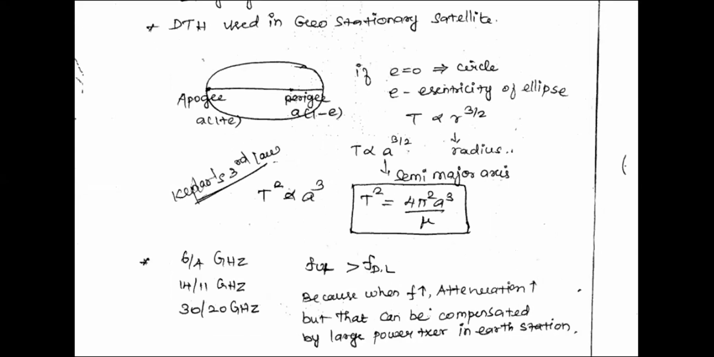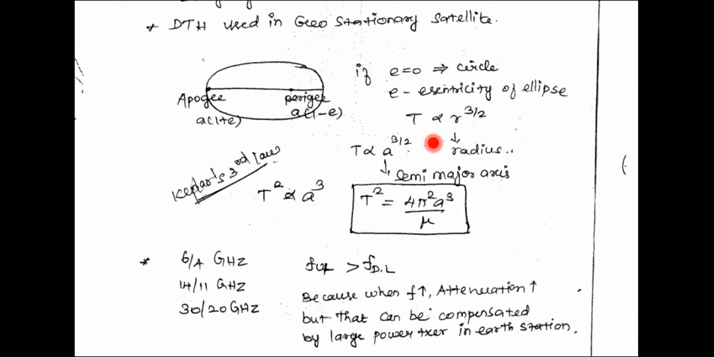This is the orbit of the satellite, and this point is called apogee, and this point is called perigee, a into 1 plus e, a into 1 minus e. As per Kepler's third law, T square is directly proportional to a cube, where a means semi-major axis. In case of a circle, a is the radius. If you modify it, T is directly proportional to a power 3/2.